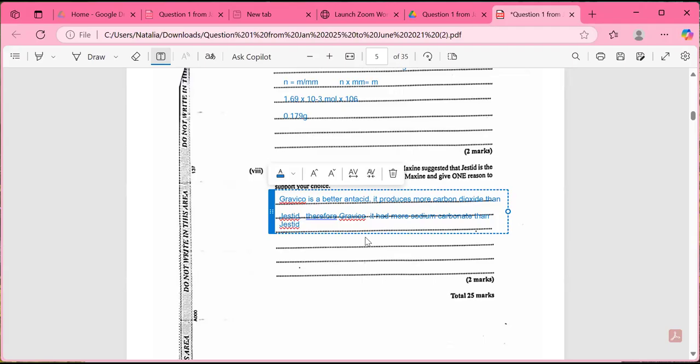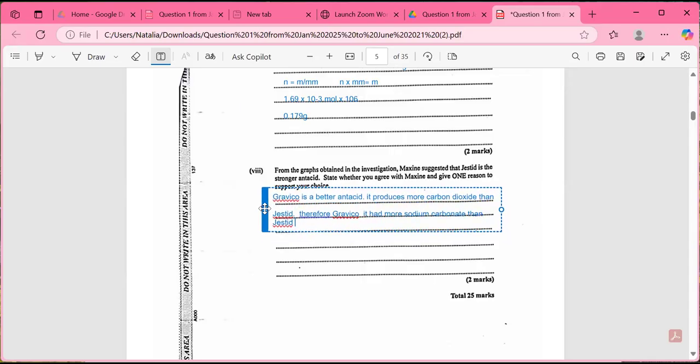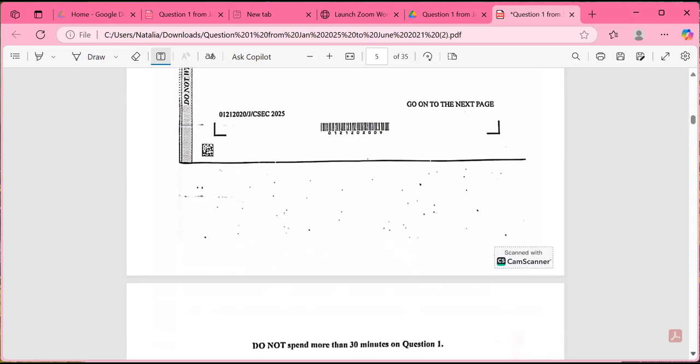So from my graph, let me just line this up so you can read what's on the line. It produces more carbon dioxide, but remember the carbon dioxide is not the antacid. The antacid is the sodium carbonate. So because it produces more carbon dioxide, it would mean that it had more sodium carbonate than the other one. Clear? Yes, miss. All right.